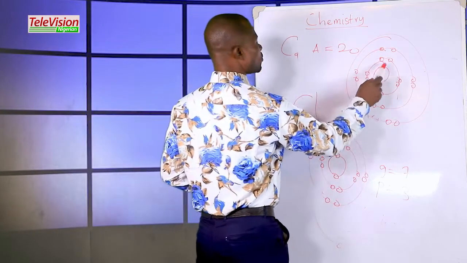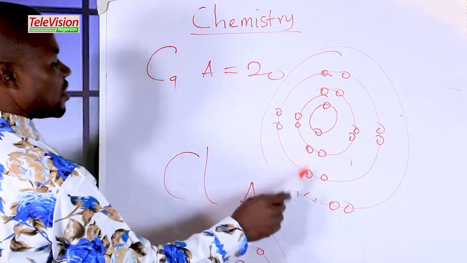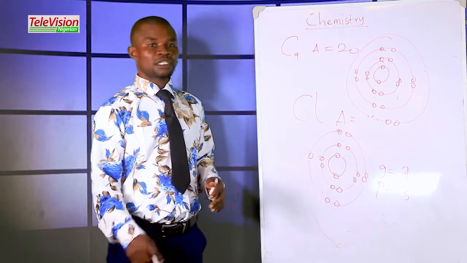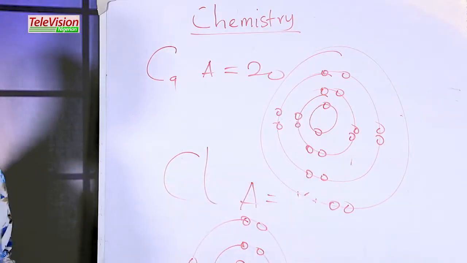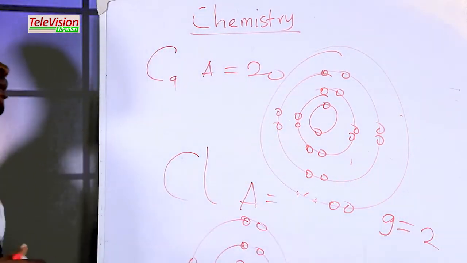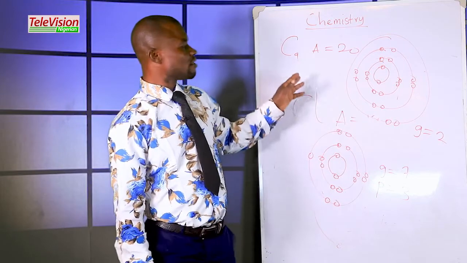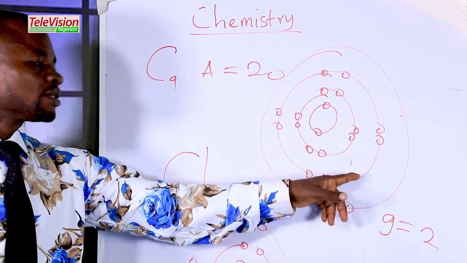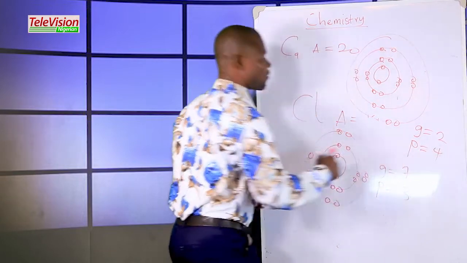We count it again. 1, 2, 3, 4, 5, 6, 7, 8, 9, 10, 11, 12, 13, 14, 15, 16, 17, 18, 19, 20. How many electrons are found in this outermost orbit? There are 2 electrons in this outermost orbit, meaning group 2. How many orbits do we have in this electronic configuration? There are 4 orbits. Let's count. 1, 2, 3, 4. Meaning period 4.